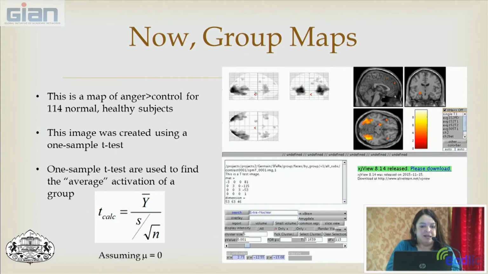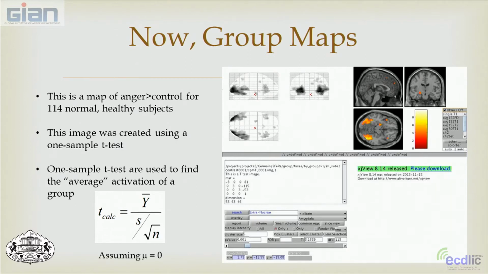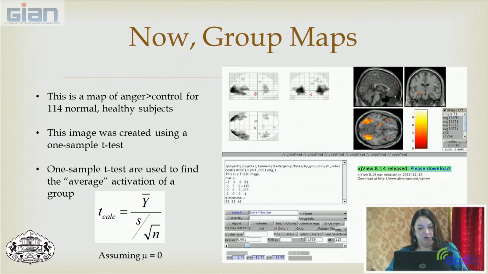So this is a map here for 114 normal, healthy subjects, all of them looking at the contrast of anger greater than control. And what you see here is a big spot in the amygdala. And I'll show you where that is. That is particularly in the left amygdala. So that is what we're looking at when we see this brain. This is set at a threshold of p equals 0.001 and a cluster size threshold of 5.